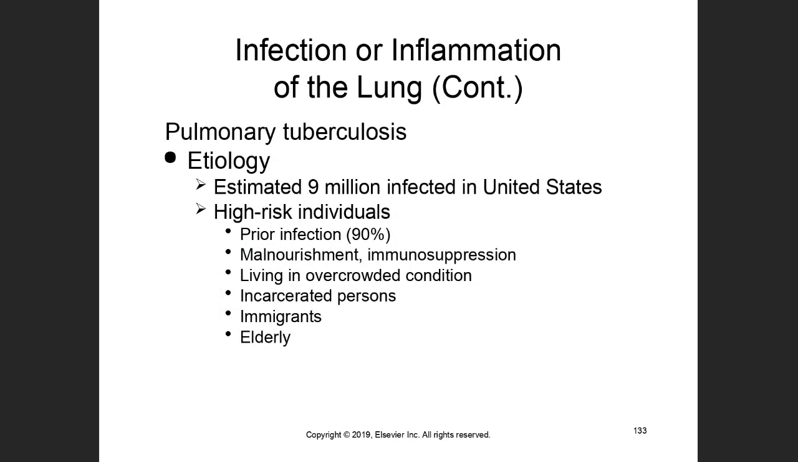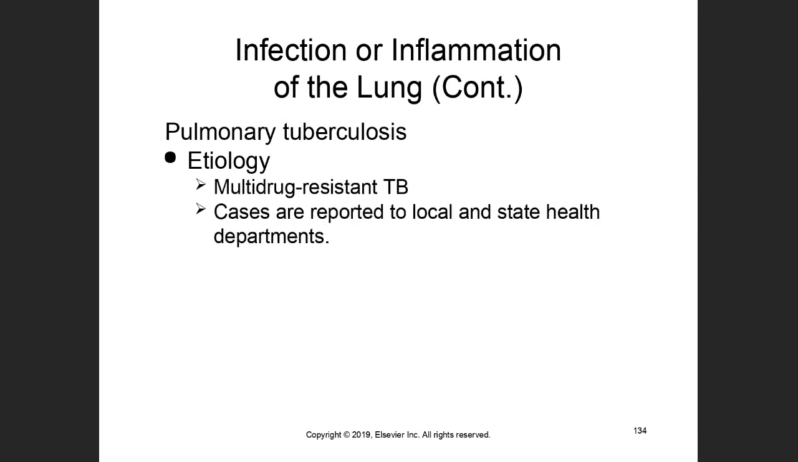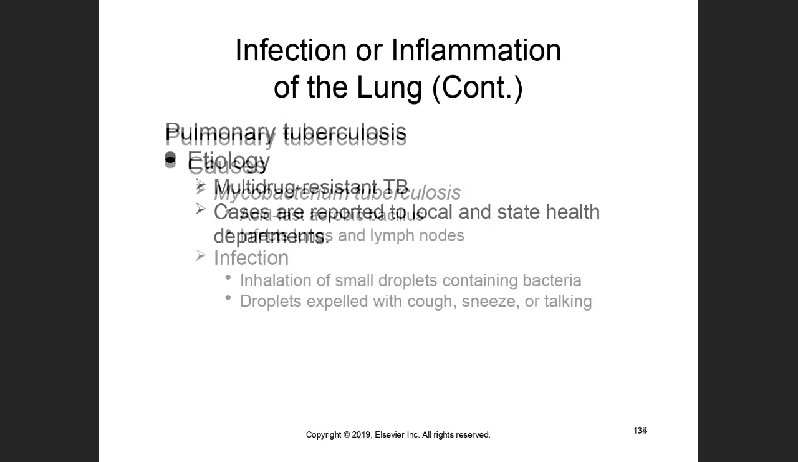Pulmonary tuberculosis. High-risk individuals are people that are immunocompromised, people that are in jail, immigrants from endemic areas, people that are in hospital, people that work in hospital. Those are people at high risk to develop TB. Multi-drug resistant TB cases are reported to the local and state health department. Always when you see a patient with TB, you have to report to the CDC.